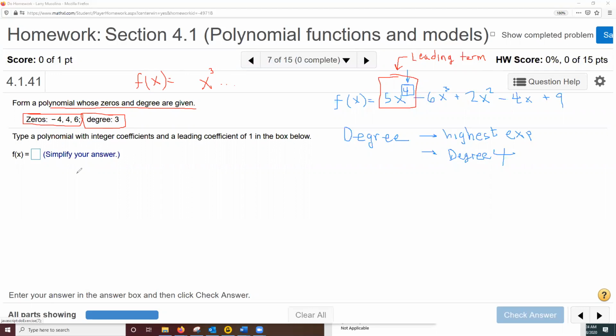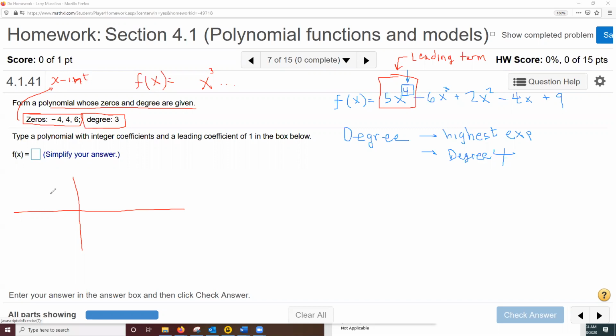Well, what is a zero? Well, if you were to think of the graph of this function, a zero is really the same as an x-intercept. So you can think of zeros and x-intercepts as one and the same. A zero really means where is the y value equal to 0 for the function. So these zeros are the x values where y equals 0.